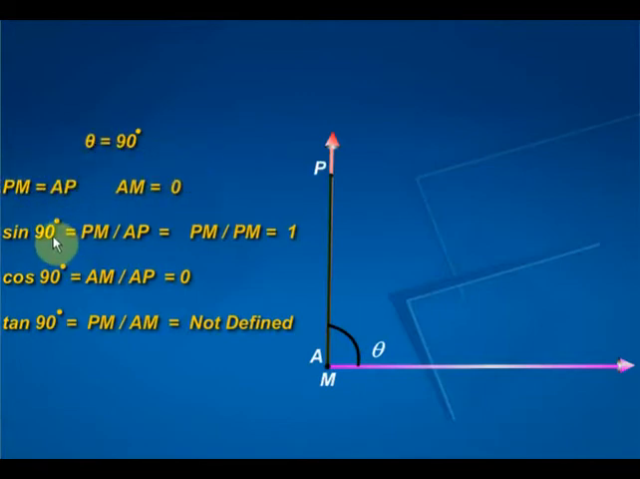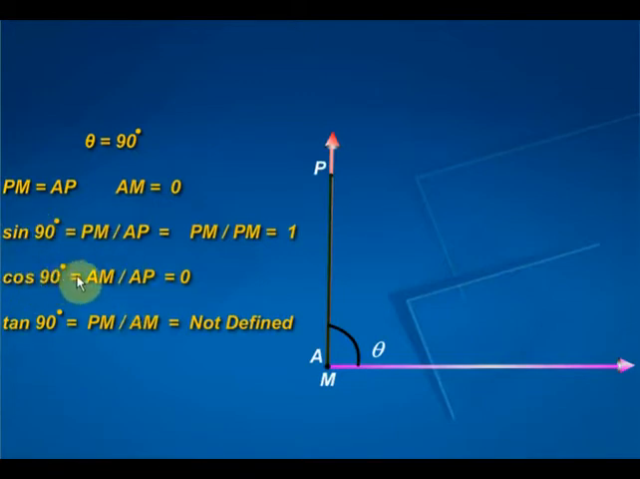Therefore sine of 90 degrees would be equal to height upon hypotenuse. Height is PM and hypotenuse is AP. Also PM is equal to AP, therefore this ratio would be equal to 1, and hence sine of 90 degrees is equal to 1.